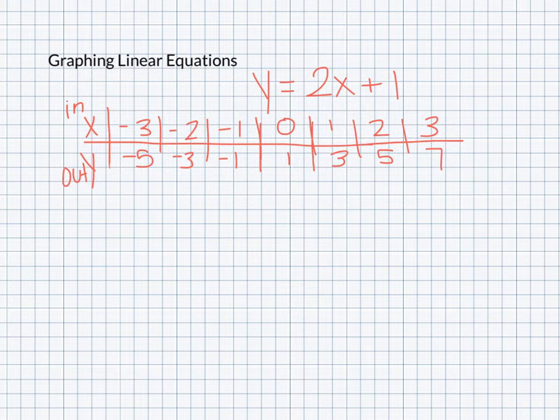Alright, so now what I need to do is decide how big my graph is going to be. For my x values, I go from -3 to 3 in my table, and my y values go all the way from -5 to 7. I want to make sure I make my graph big enough to hold all those values. So this is just my little note on the side here. I'm going to make sure that I go from -3 to 3 side to side, and down to -5 and up to 7.